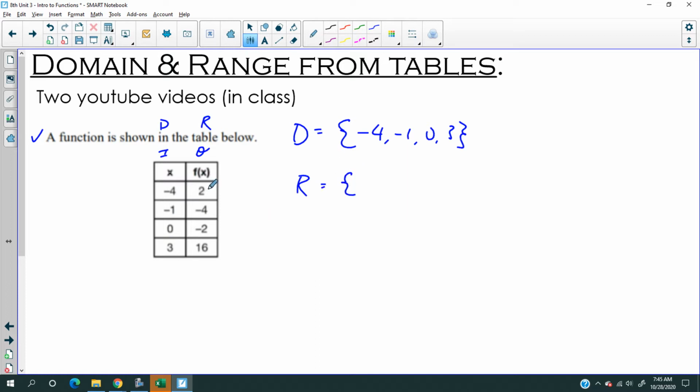And then what's the range? That's it. These four numbers: 2, -4, -2, 16. Now let me ask you one more question. Is this a function? Well, it says it's a function. It's a function because the x values don't repeat, so every element in the range is mapped to a single element in the domain, as the language goes. That's the lesson on this.